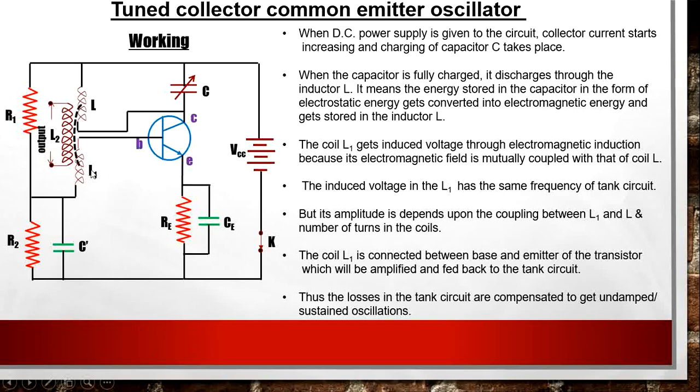Now the coil L1 is connected between base and emitter of the transistor. So the signal which is applied at the base of the transistor will be amplified, and this amplified signal will be fed back again to the tank circuit. In this way, the losses in the tank circuit are compensated to get undamped oscillations, and this closed loop repeated again and again produces undamped and sustained oscillations.